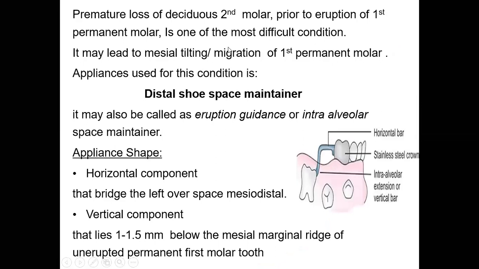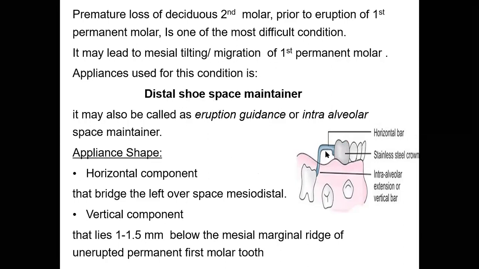Can you see here again, it's very clearly showing you that the 6 is not yet erupted and there is early loss of the second deciduous molar, and we have banded the first deciduous molar, and we have given some extension of the metal that is called a distal shoe space maintainer. These space maintainers are given when the 6 is not yet erupted into the oral cavity. In case of early exfoliation of the deciduous second molar, when the 6 is not yet erupted, we give distal shoe space maintainers.